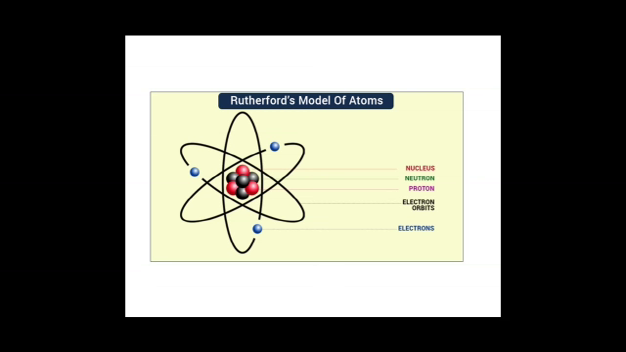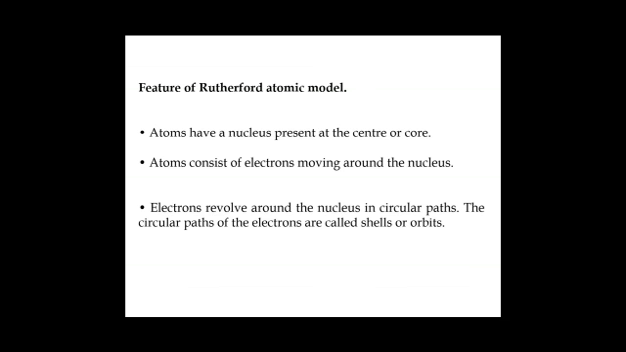Later, Rutherford found some drawbacks in the Thomson atomic model and he proposed a model called Rutherford's model of an atom. According to Rutherford, atoms have a nucleus present at the center or core. The atom consists of electrons moving around the nucleus. Protons and neutrons are present at the center, which are collectively known as nucleons. The space occupied by these nucleons is called the nucleus, which is present at the center of the atom. Electrons revolve around this nucleus in a circular path. The circular path is called orbits or shells.